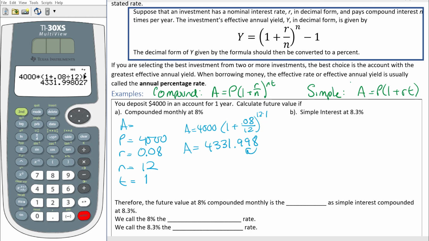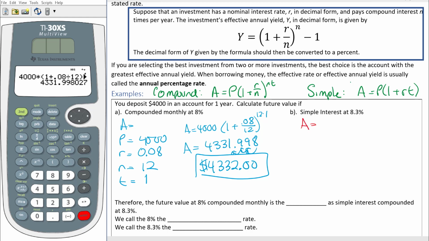4,331.998. Now that 8 makes that 9 go up, which makes that 9 go up, which makes that 1 go up. So that's going to be 4,332. Okay? So at the end of the year, I'll get $4,332.